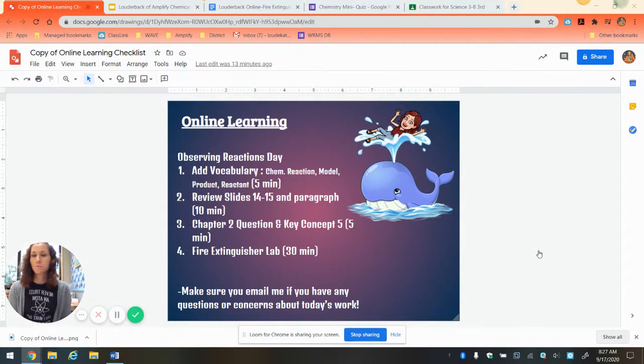So today is about observing reactions. So what we're going to first do is lay down some information. We're going to open up our Amplify notebook and add some vocabulary terms. Then after that, we're going to review a little bit the paragraph that I asked you to write in terms of looking at slides 14 and 15, which has to deal with Westfield and their water. Lastly, we're going to look at our Chapter 2 question and key concept number 5. And the remaining part of class will be the fire extinguisher lab.